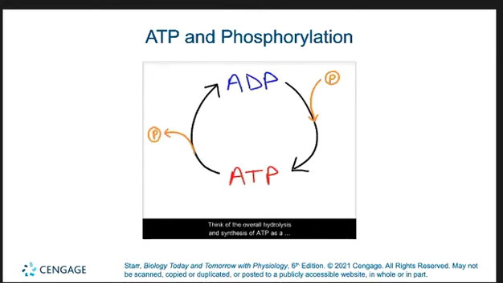Think of the overall hydrolysis and synthesis of ATP as a continuous cycle, where usable energy is constantly consumed and produced inside a living cell.